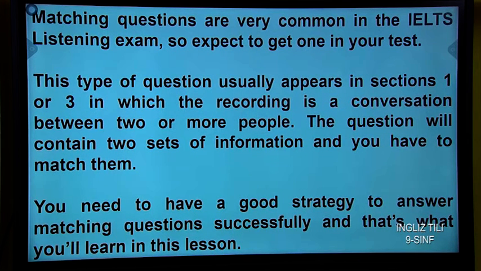Matching questions are very common in the IELTS listening exam. So, expect to get one in your test. This type of question usually appears in Section 1 or 3, in which the recording is a conversation between two or more people. The question will contain two sets of information and you have to match them.